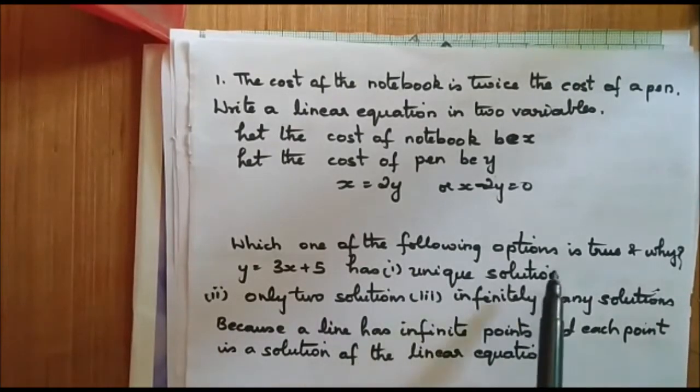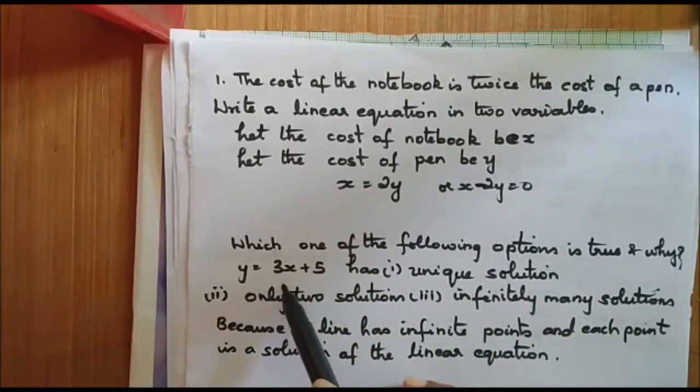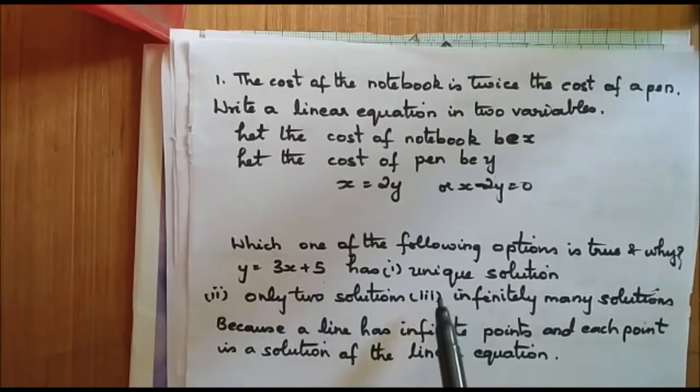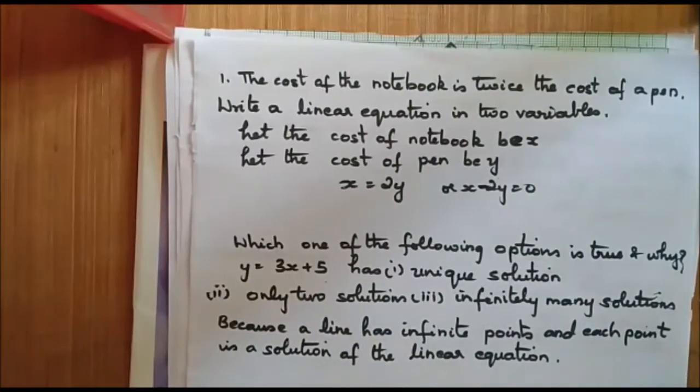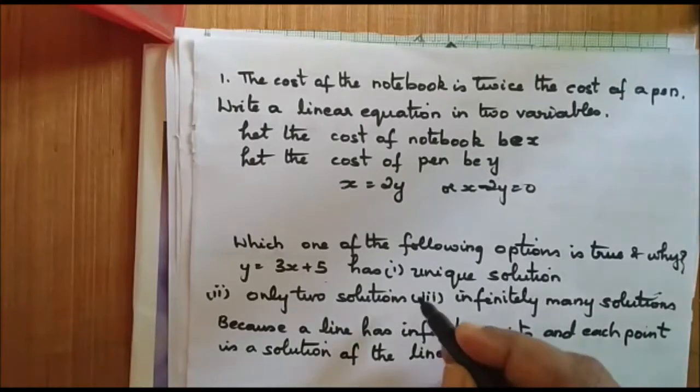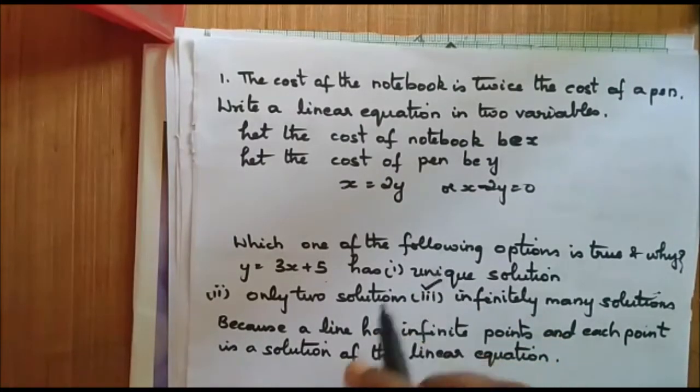Which one of the following options is true and why? y equals 3x plus 5. Does this equation have a unique solution? Unique solution means one solution. Does it have two solutions or infinitely many solutions? The answer is infinitely many solutions.